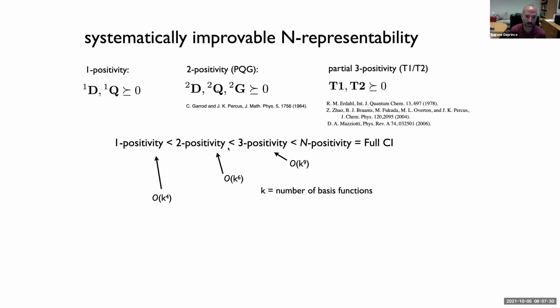So typically we'll stop at the 2 or 3 particle level where we can have calculations that scale as either the 6th or the 9th power of the system size. So that would be either the number of orbitals in a full space calculation or the number of active orbitals in a CASSCF calculation.